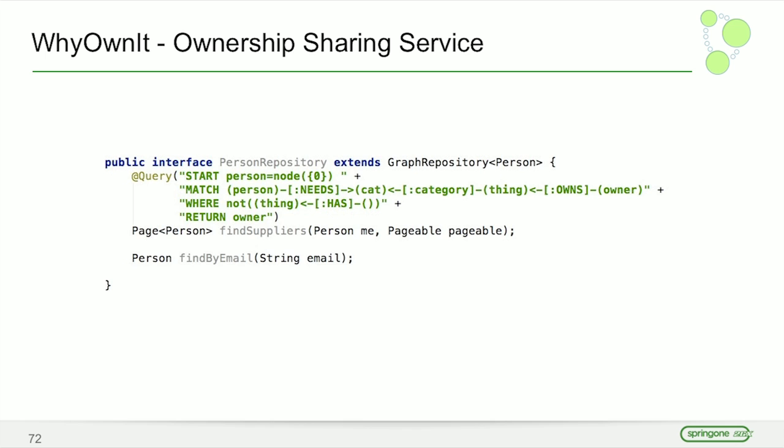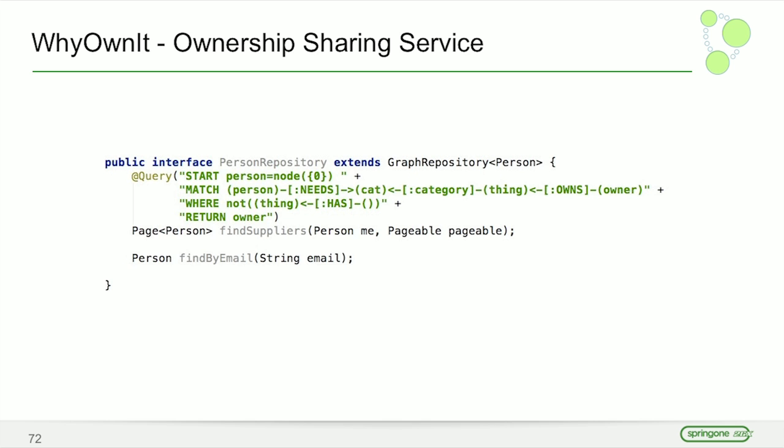A simple query is, I need stuff, and I want to find all the suppliers for all the stuff that I need, right? And what I say is, okay, I start with me, a person. I need something from this category. This category has a thing in there. And then I find the owners for this thing.